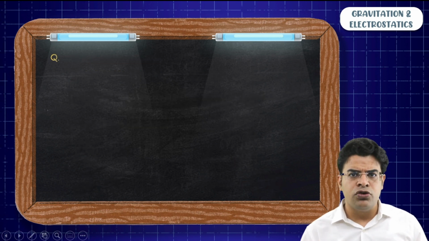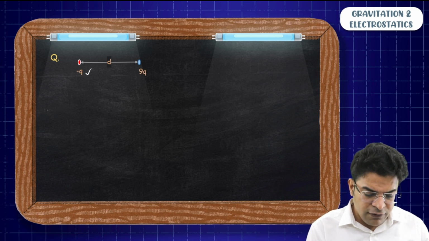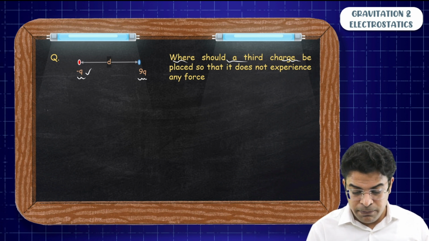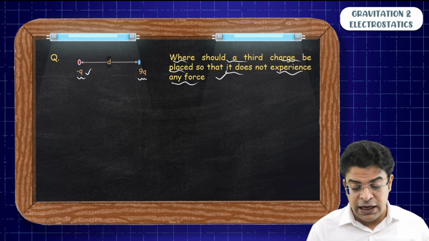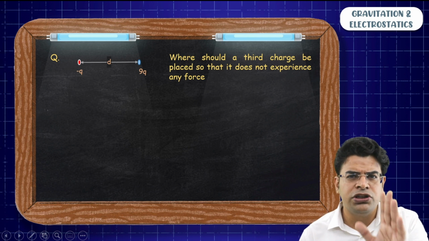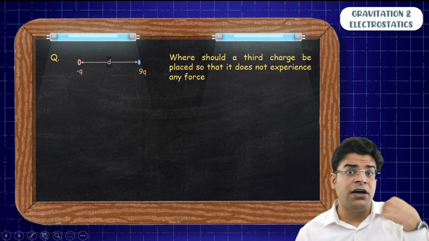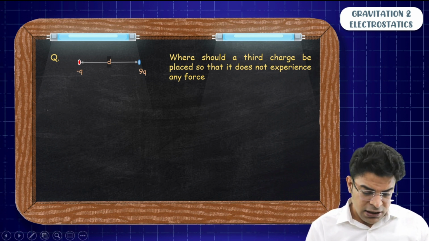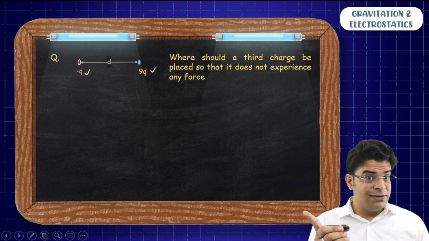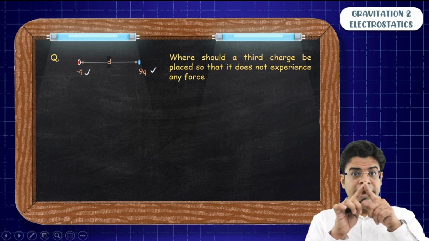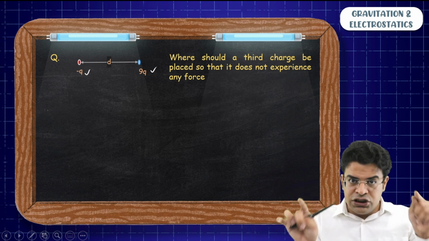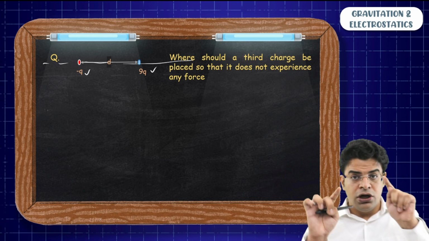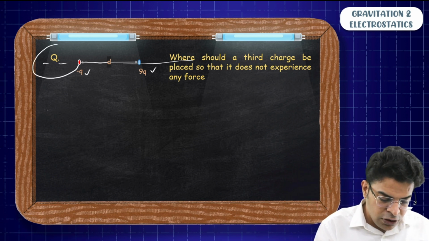So now let's practice some questions based on this. The first question: if you have two charges of minus q and plus 9q, where should a third charge be placed so that it does not experience any force? They are simply asking you the position of the null point. So where should I place the third charge so that the net force on it becomes 0? We have learned that since these two charges are unlike in nature, we should place the third charge on the line joining the charges, outside the charges, closer to the charge of smaller magnitude, somewhere here.